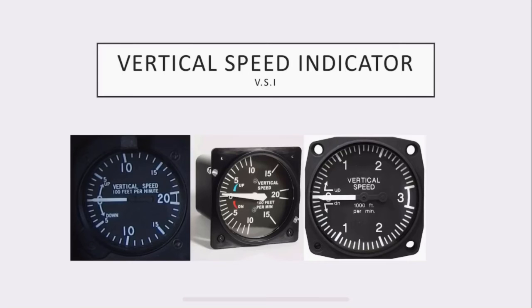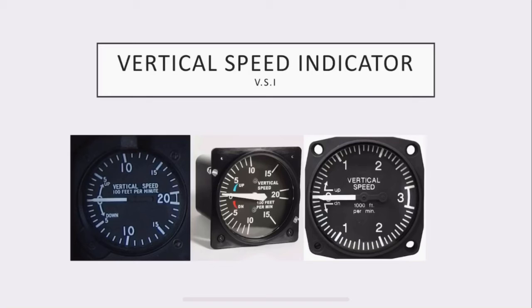First, this is the image of the vertical speed indicator. Usually, you will see this in the cockpit. It's a very useful tool for all pilots around the globe. They always use 100 feet per minute. Sometimes it's 1,000 feet per minute kapag sobrang taas na ng aircraft.